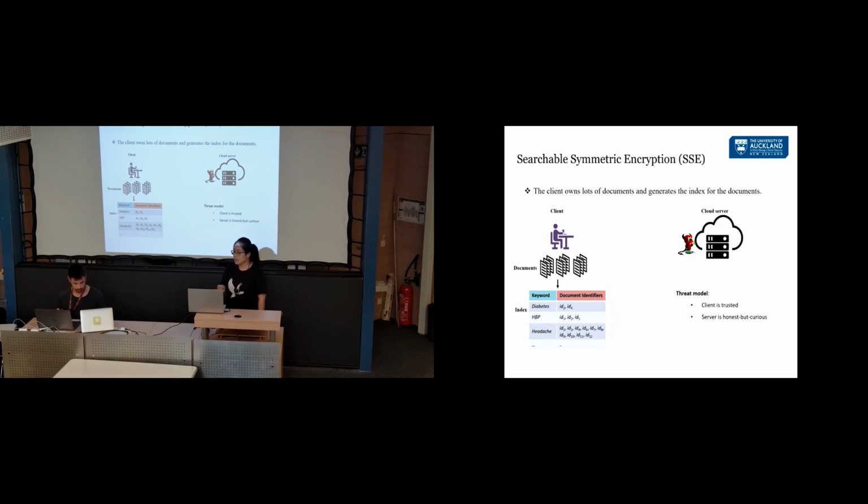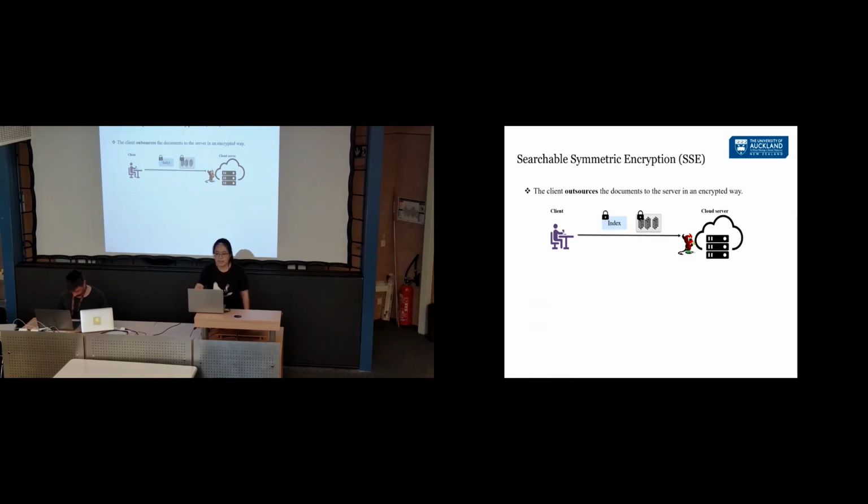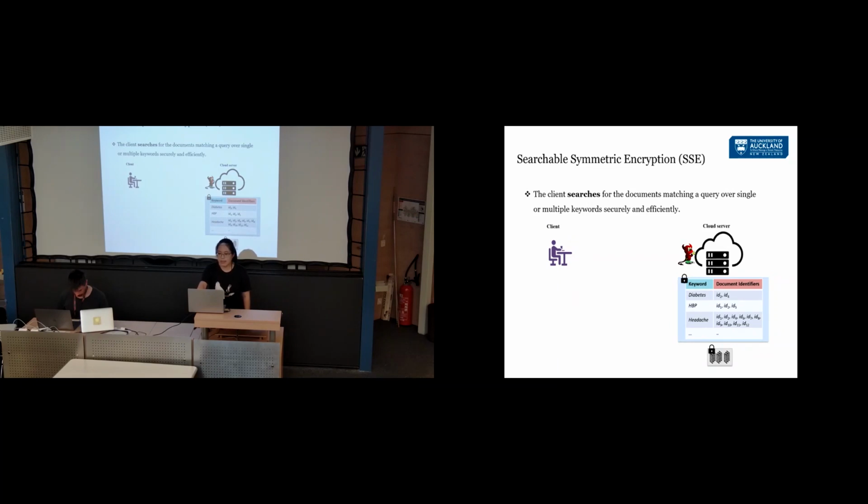To enable efficient searches, the client needs to build the index from the documents. Here, this is an example. For the inverted index, the first line indicates the documents ID2, ID4 contain the keyword diabetes. SSE enables the client to encrypt the index and documents before sending them to a server. Then it can perform search queries. For instance, in a single keyword search, the server can return the documents that contain the keyword to a client.